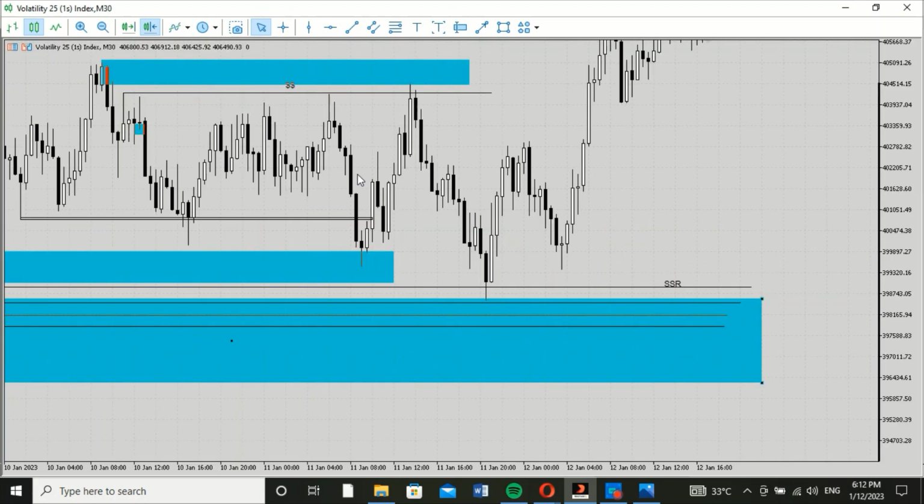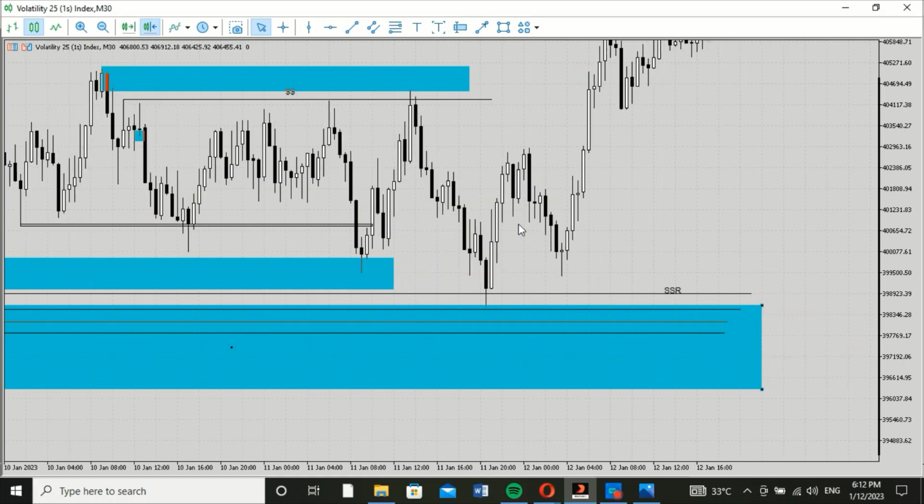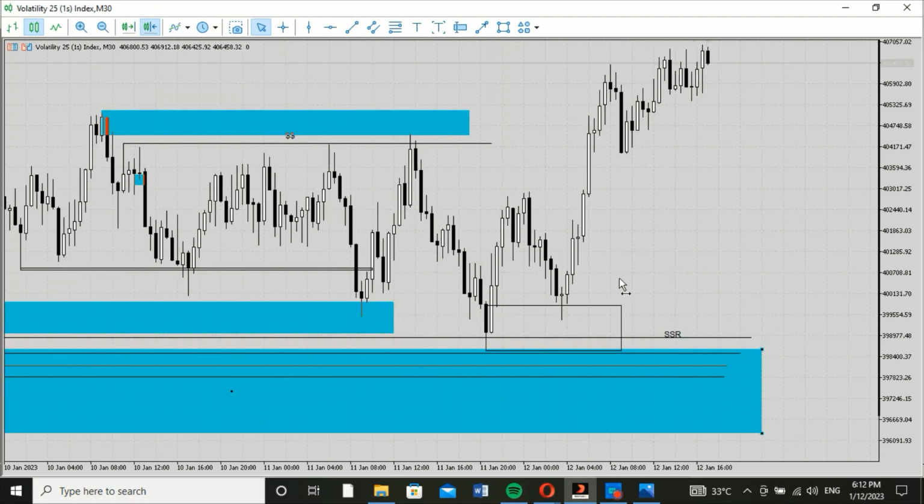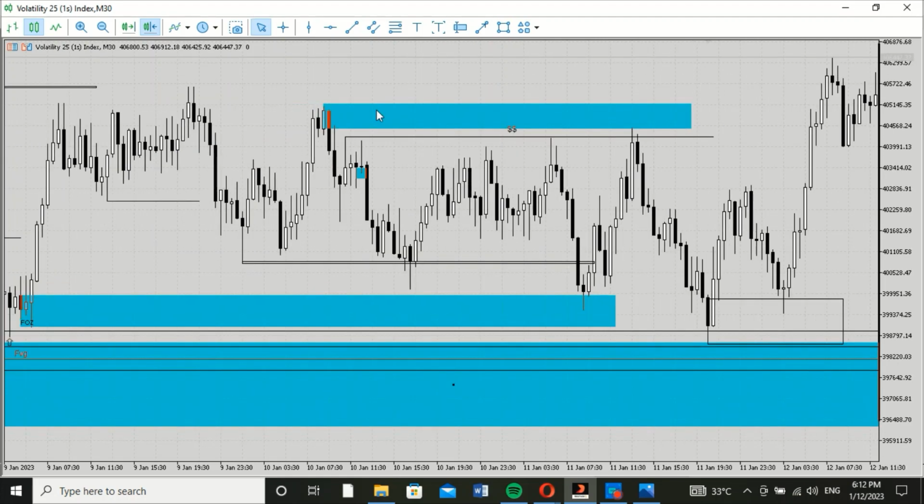So let me look at the 30 minutes. It traded lower again after it tapped. This could be a confirmation trade. Tap and it rallied, taking out liquidity.